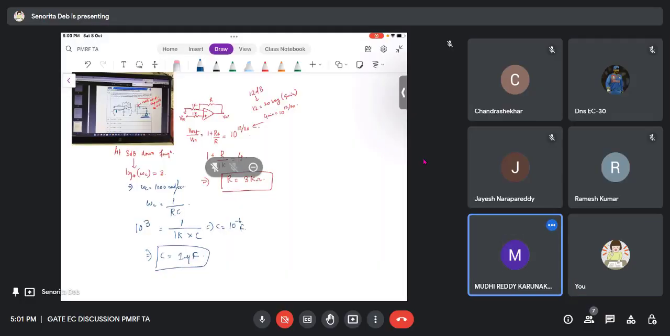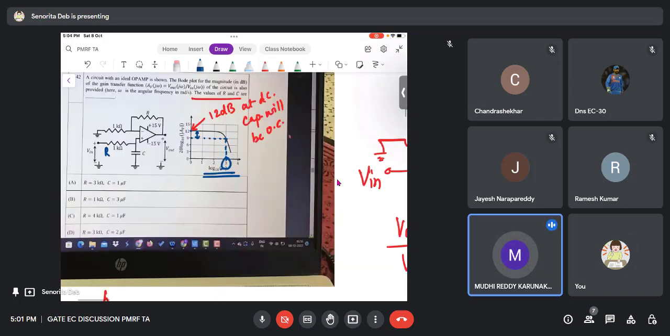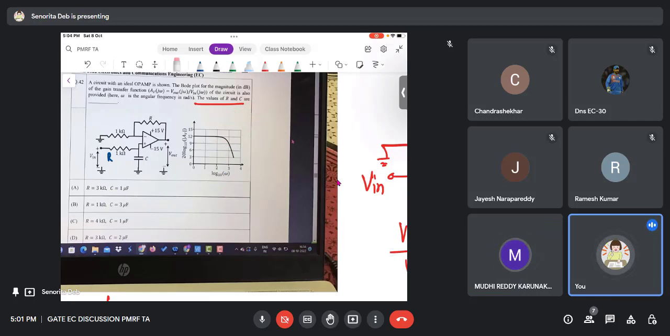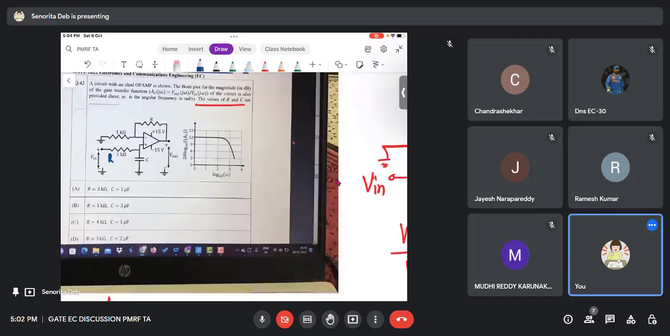Ma'am, like you have taken log omega C as 3 now. In a similar way, for 0, shouldn't we take log omega C as 0, so omega C will be 1? Then in that case, it will not be DC. So in the analysis of the Bode plot, what happens is that the DC is at 0 only. So we take this as 0 only. This is at 1, 10, 100 and 1000. So where is your doubt?